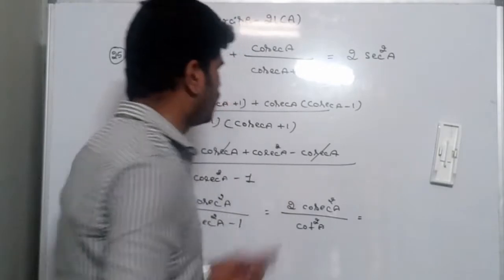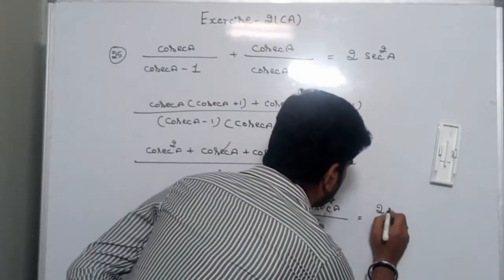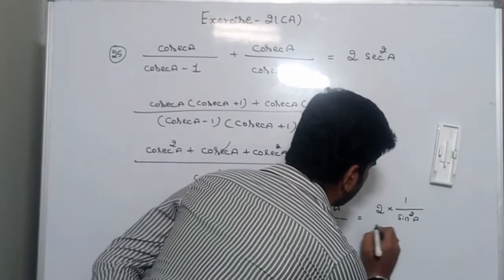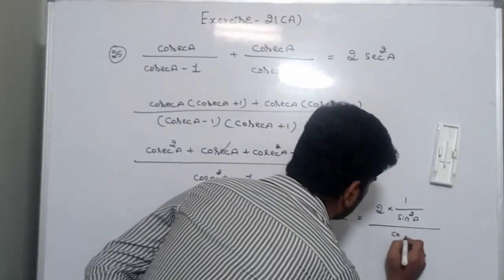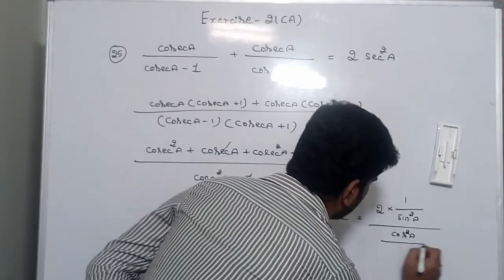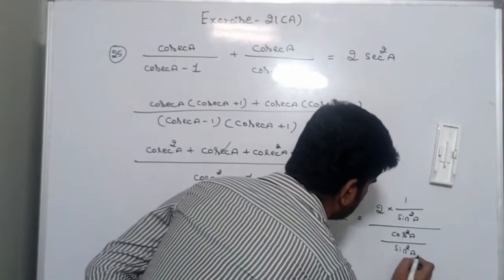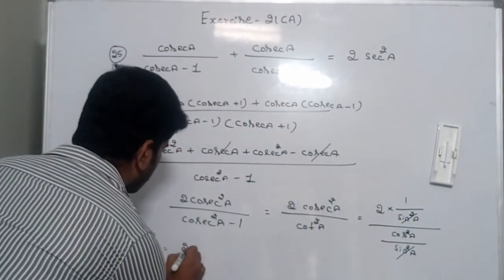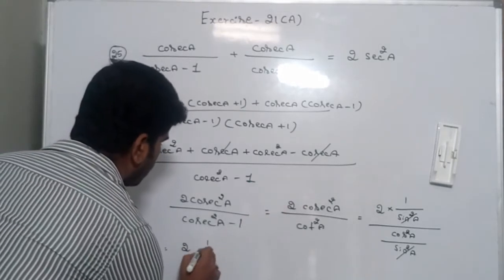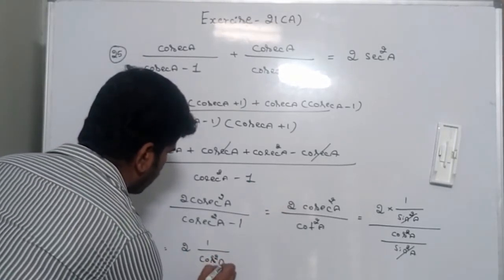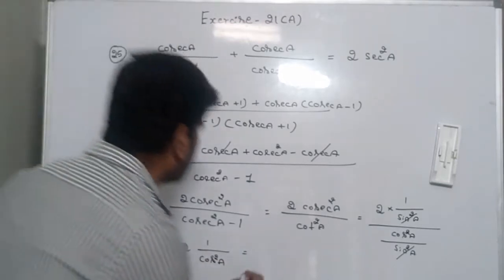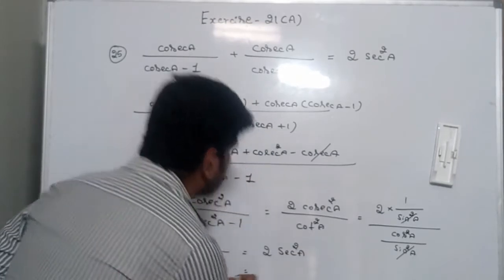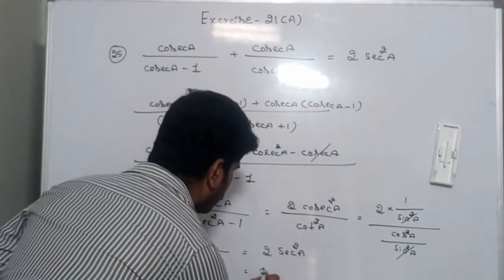So that is equal to, see, apply the reciprocal relation. 2 into cosecant square A means 1 by sin square A, divided by cot square A, which means cos square A divided by sin square. Now see, sin square A get cancelled. That is equal to 2 into 1 by cos square A. So 2 into 1 by cos square means what? Secant square A. So this is our required answer, that is equal to RHS.